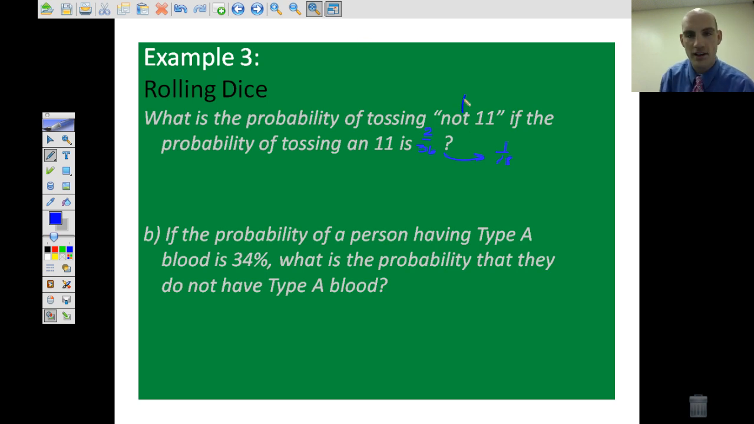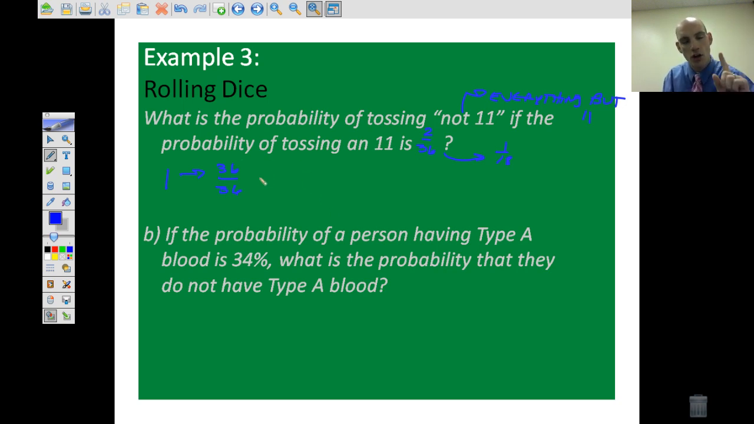So rolling not 11 is everything but 11. In this case, it's much easier to say we have 36 out of 36 ways to roll these dice. There's 6 times 6, which is 36 different outcomes for these dice, right? But instead of asking how many ways there are to roll a 2, a 3, a 4, a 5, a 6, a 7, an 8, a 9, a 10, an 11, and a 12, that's all the ways there are to roll these dice.